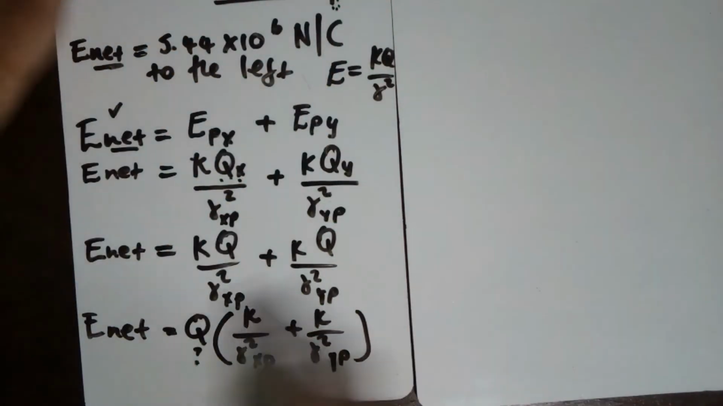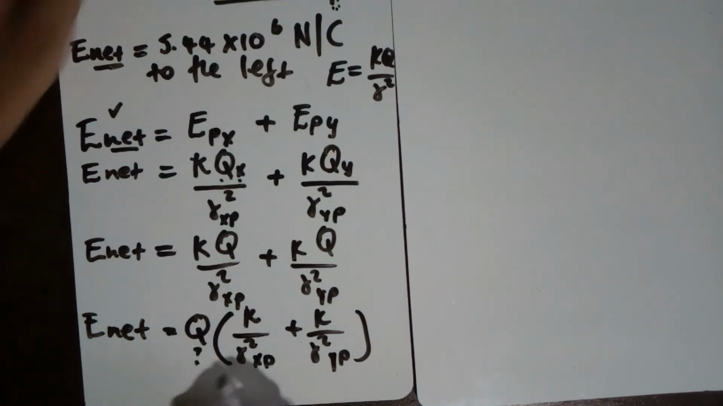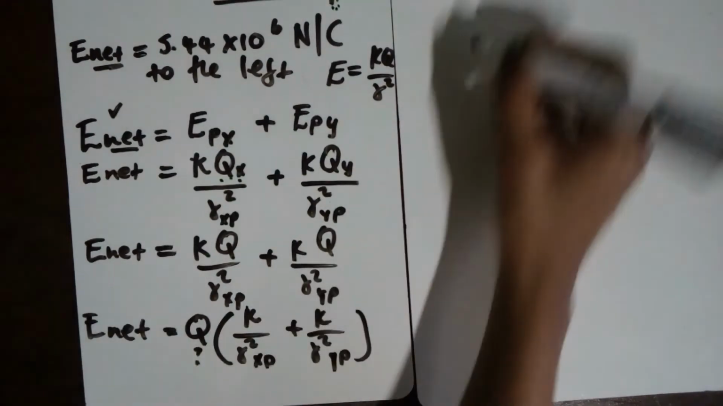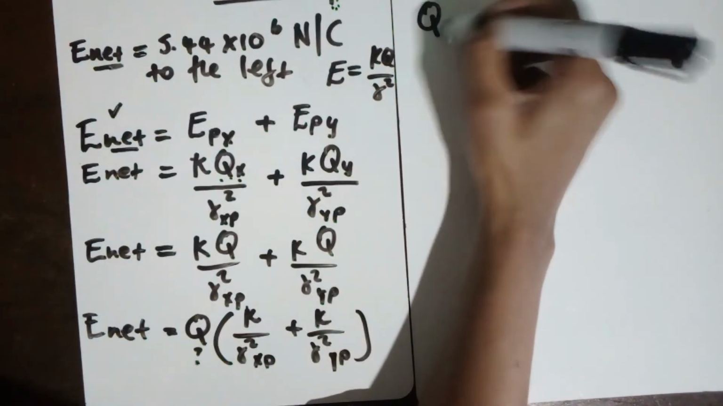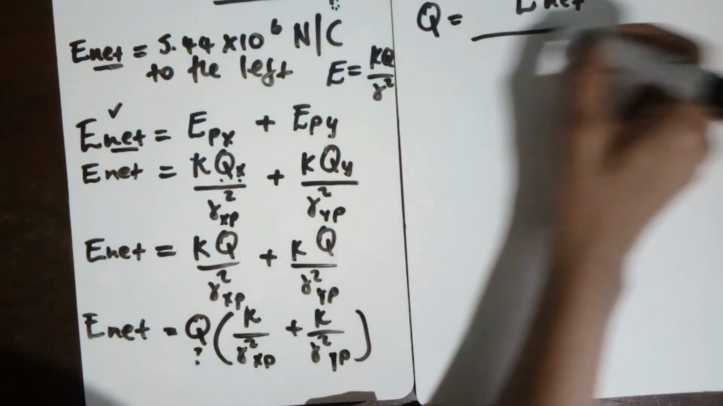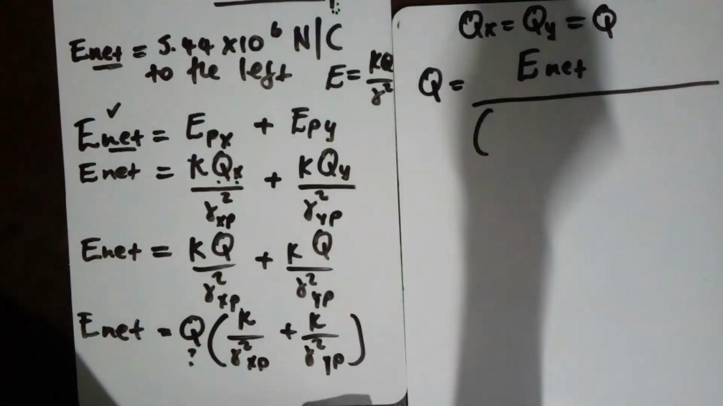Cool. So now I can just try to make q my subject. It means I'll divide both sides by the entire bracket. If I divide both sides by the entire bracket, you'll find that q is just going to be E net, all of it divided by, I hope you can see, right?